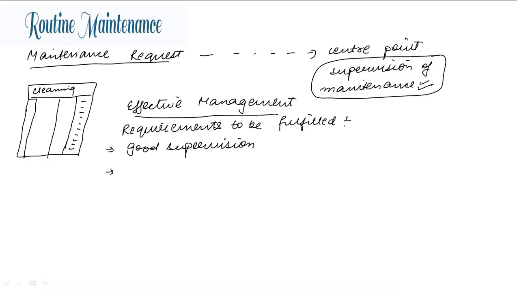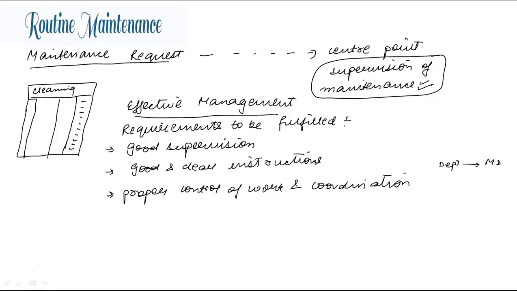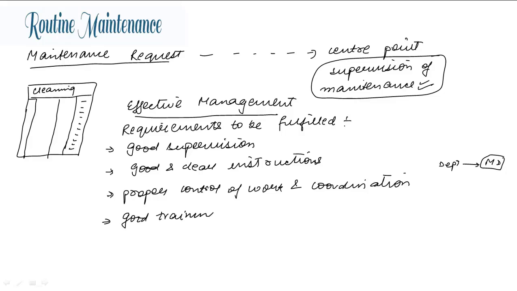After that, good and clear instructions. The instructions that have been given to the subordinates should be good and clear. After that, proper control of work and coordination. The coordination between the department which is seeking maintenance and the maintenance department should be proper. The people who are doing the maintenance should be well equipped with good training. If the training is not proper, that cannot work.